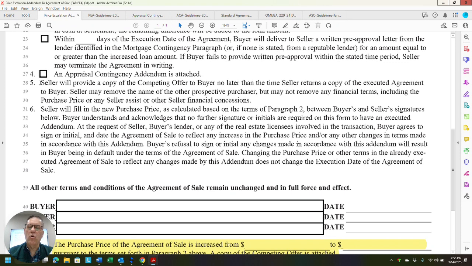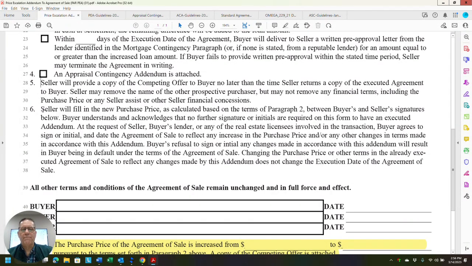Keep in mind, you're only using the competing offer to determine whether or not the net purchase price was calculated correctly and your final purchase price was calculated correctly. It has nothing to do with the terms, nothing to do with the financing of the other buyer. It has nothing to do with whether there were inspections or no inspections. It's strictly to determine proper calculation of the new purchase price.